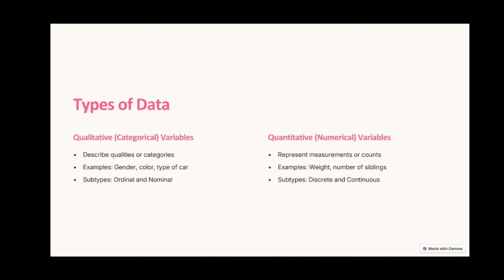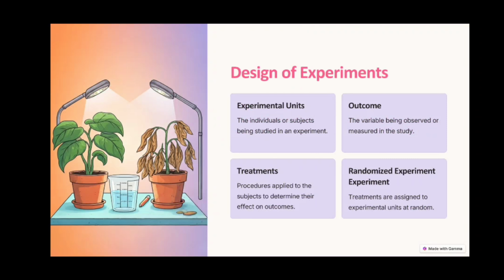Now, when we talk about the quantitative variables, this represents measurement or counts. We talk about the height, the weight, the number of siblings. If you need information about the weight, you know that that's going to be a numerical variable. The number of siblings, the number of cars, the number of houses, those are numerical variables. And then under the subtype, we have the discrete and continuous.